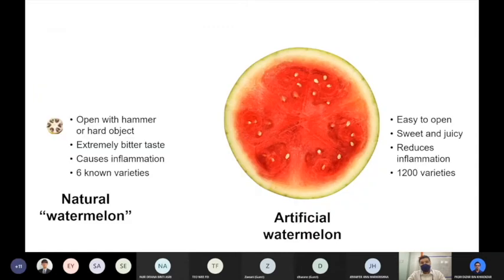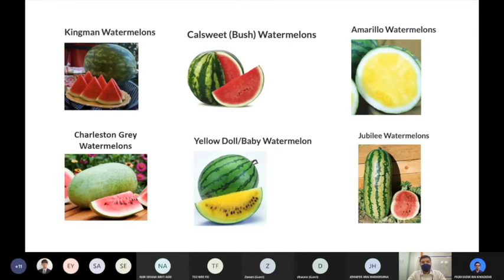This is another example, but I won't talk too much on it. As you can see, this is the modern watermelon, artificial watermelon, compared to its ancestor, the natural watermelon, which is very small in size and extremely bitter in taste compared to the ones that we all love, the modern watermelon. And there are different varieties for watermelons as well, with slightly different shapes and colors.